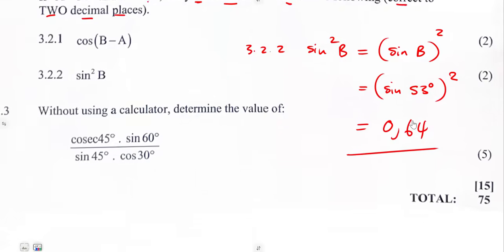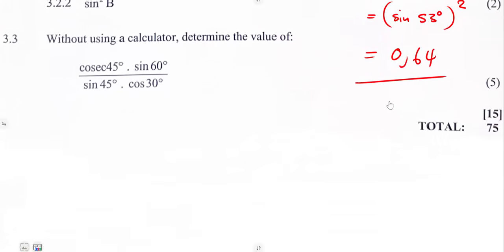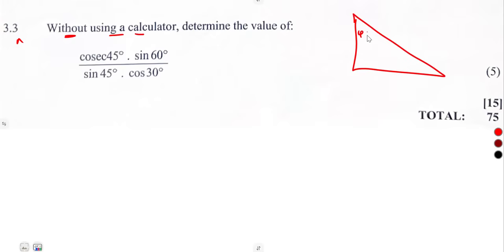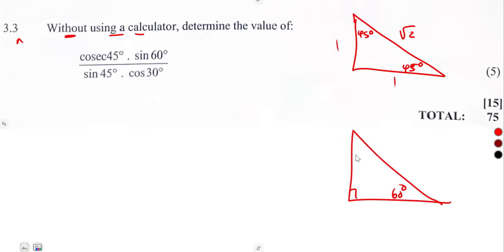Just like that. All right, 3.3, which is the last part of our question. That was the last question, all right? Without using a calculator. So here it is all about your special angles. Remember your special angles. 45, 45 is going to give us 1, 1, square root of 2. Then there is also this triangle of 60 degrees, 30 degrees, 1, 2, square root of 3. Remember your triangles, guys.